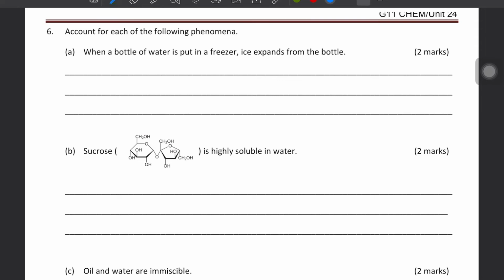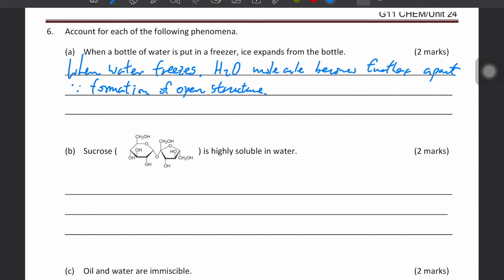So the reason behind is, yes, we know from the previous questions that ice will form tetrahedrally, hydrogen bond with open structure, and many things, okay? But this is not important because they don't contribute many marks. So let's do it this way. First, we can conclude that when water freezes, the water molecules become further apart because of the formation of an open structure, and the result is the ice will consume more volume and hence expand because of the open structure.